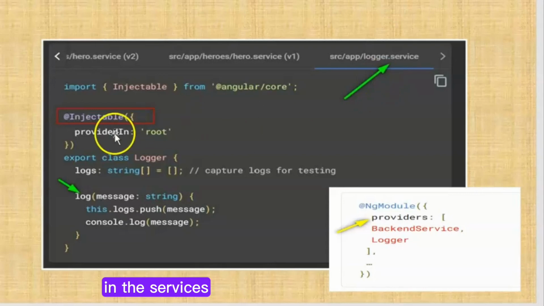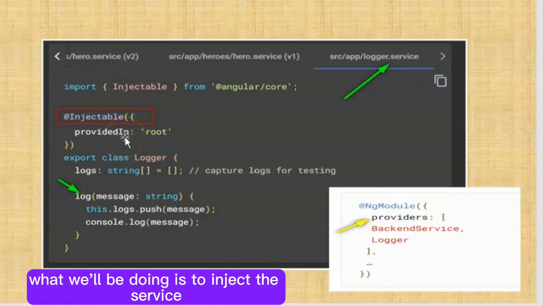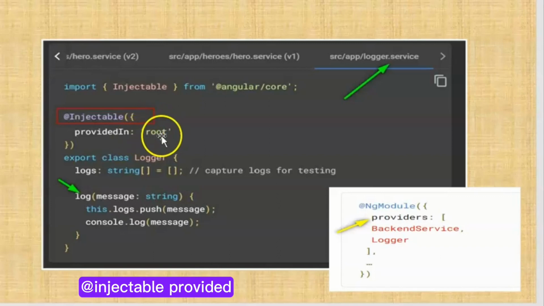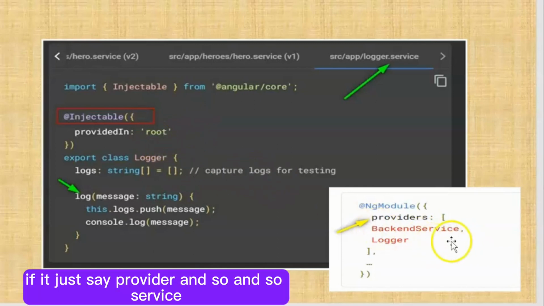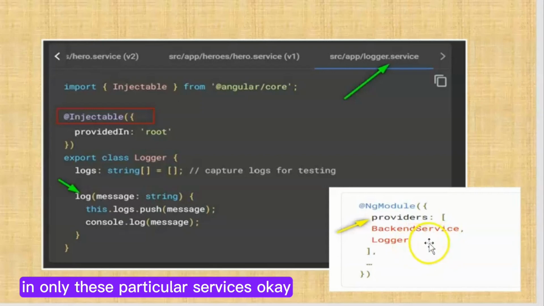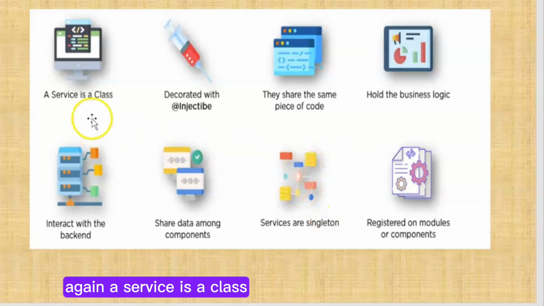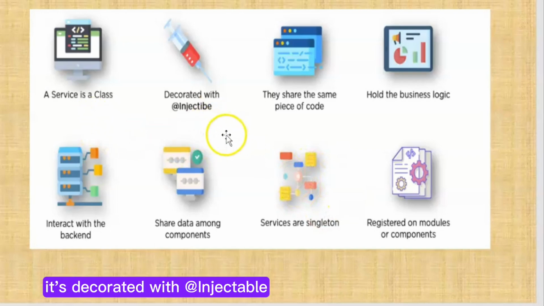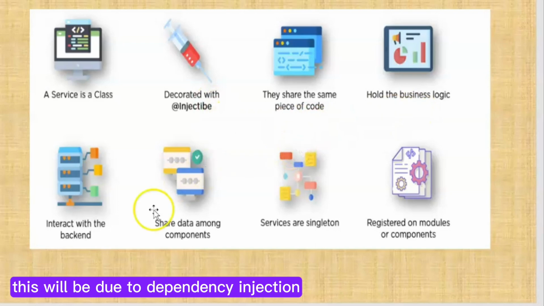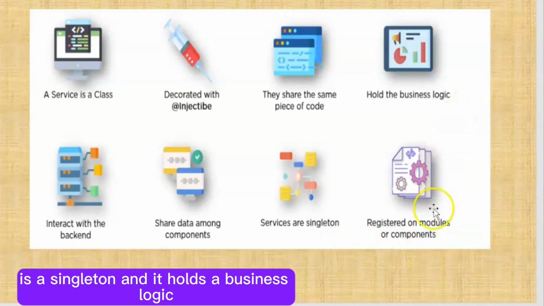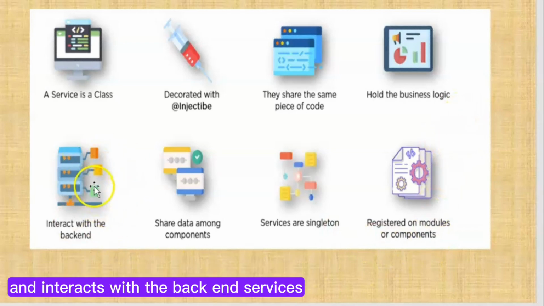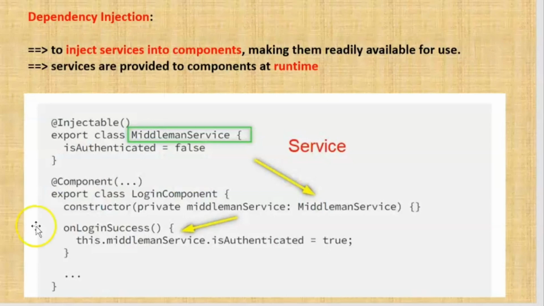In the services, to inject a service, dependency injection will use Injectable with providedIn root if it should be available throughout the application. If you just specify the provider with a service, it will be available only in that particular service. Again, a service is a class decorated with Injectable, and with the help of this we do the dependency injection. Services share data as singletons, hold business logic, and interact with the backend services with the help of the HTTP interceptor and everything.